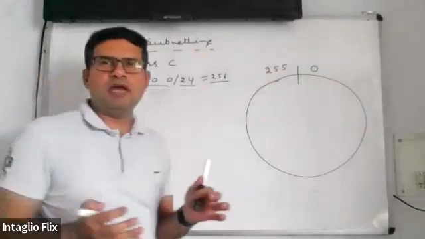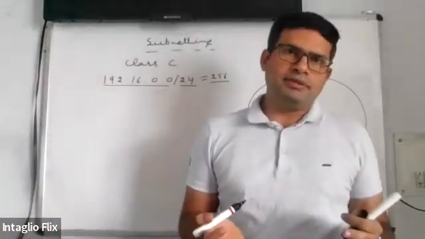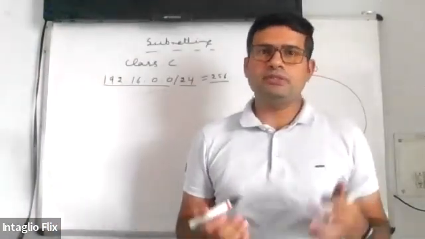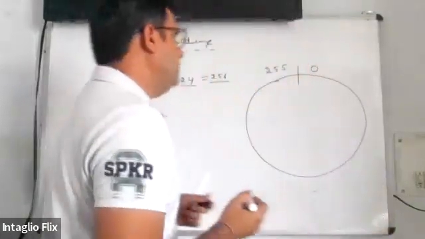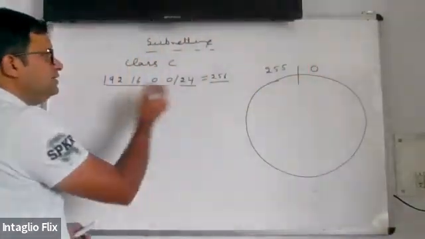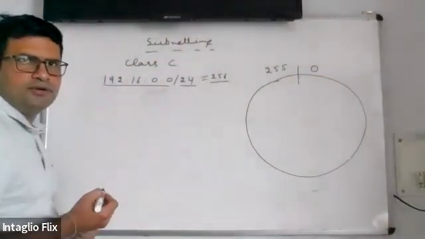But let's suppose my requirement is only 100 IP addresses. I do not need 256 IP addresses. So what will I do in that particular case? In that case, I can divide this network into two parts. How will you divide this network into two parts?